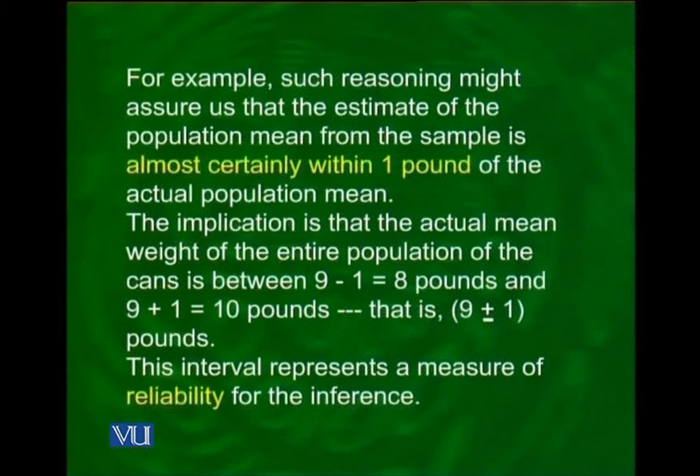For example, such reasoning might assure us that the estimate of the population mean from the sample is almost certainly within 1 pound of the actual population mean. This implies that the actual mean weight of the entire population of the cans is almost certain to lie between 9 minus 1, that is 8 pounds, and 9 plus 1, that is 10 pounds. This interval of 8 to 10, or in other words, 9 plus minus 1 pounds, represents a measure of reliability for our inference.